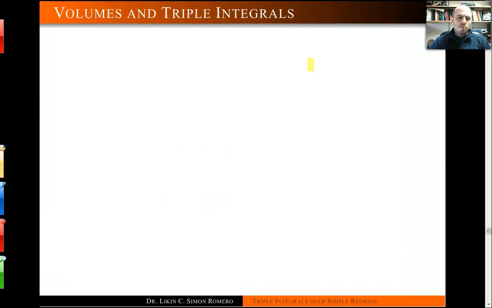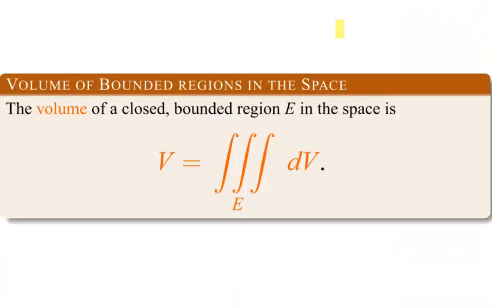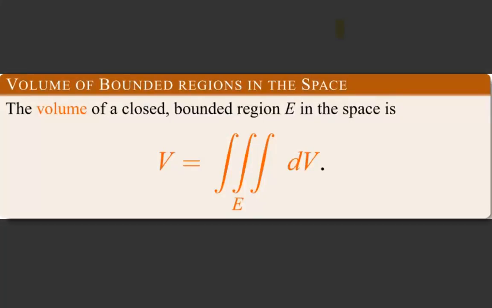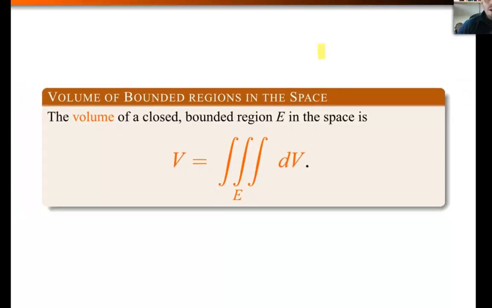Let me move on to volumes and triple integrals. So the volume of a bounded region in space, if you remember, the area was the double integral over the region of the function 1. And this is going to be more or less the same. When you take the function 1 and now you take the triple integral over the region E, then the thing that you are going to obtain is a volume.